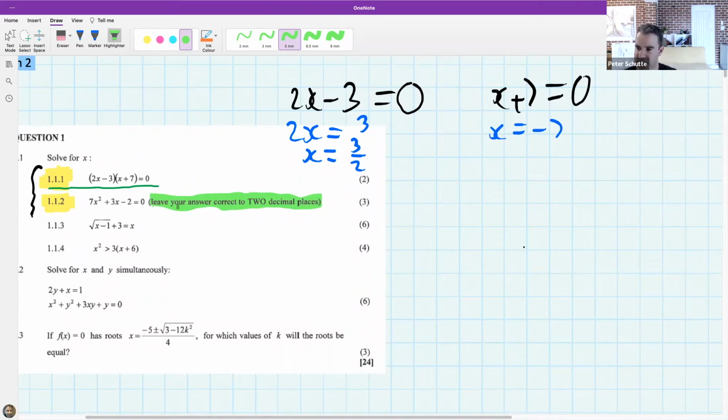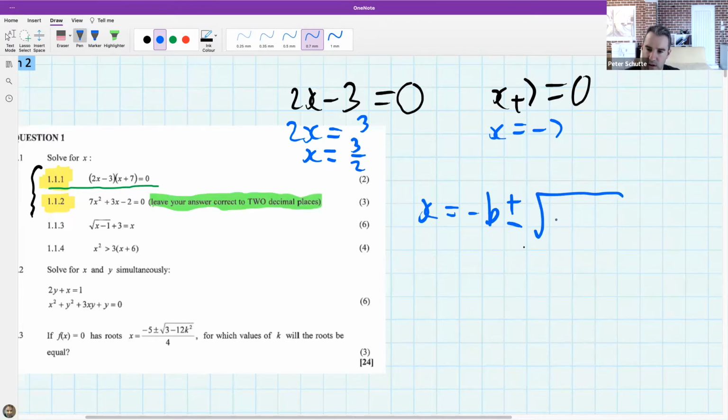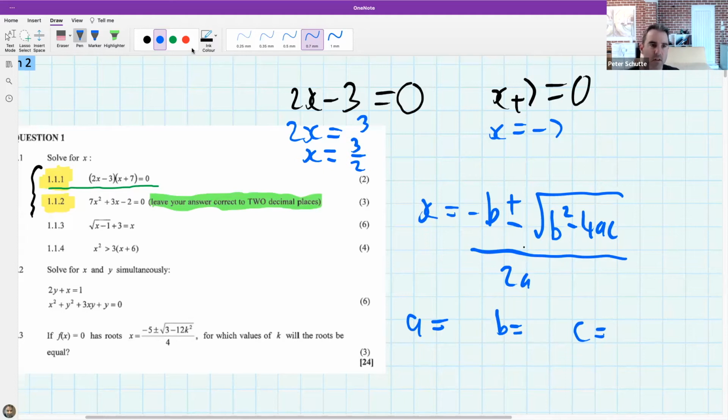You guys have got it. It's the quadratic formula. Yes. It means this is a quadratic equation, and you need to use this formula. And so really, that means knowing what A is, what B is, and what C is. So 7, 3, minus 2.